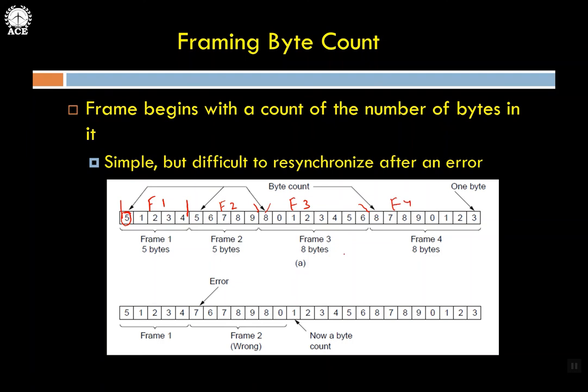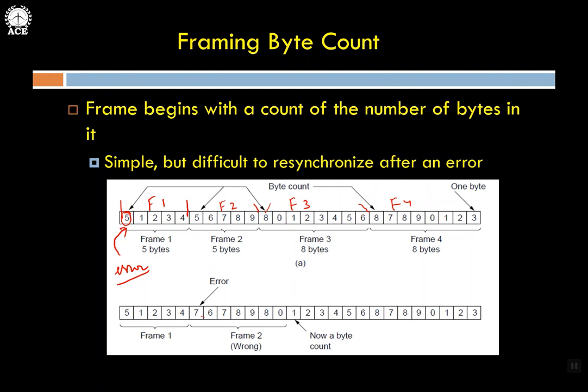The major problem with byte count is, for example, imagine during the transmission, if the byte count itself gets into error, this value gets changed by mistake from 5 to 6, or from 5 to 7, then don't you agree that it will do the framing in a wrong way? For example, here this byte count, instead of 5, got changed to 7.